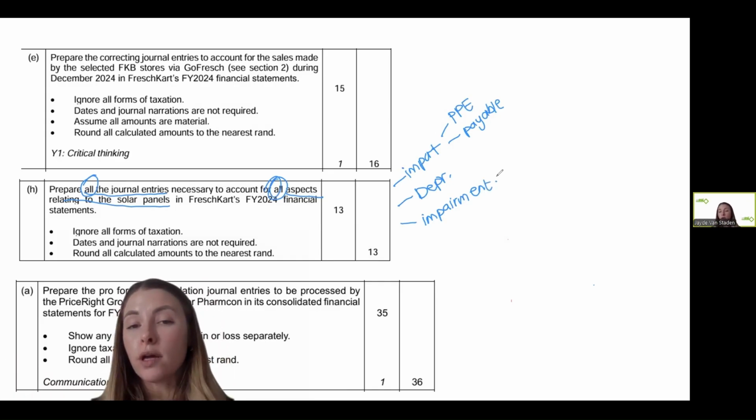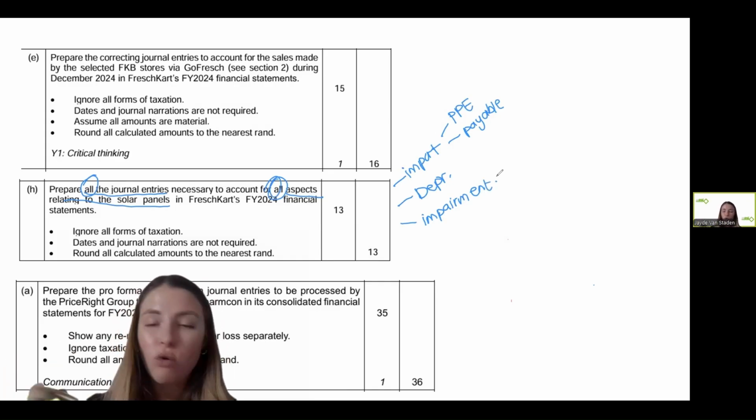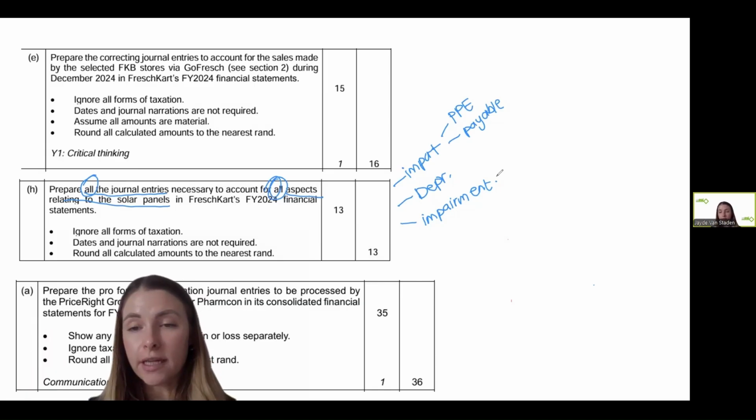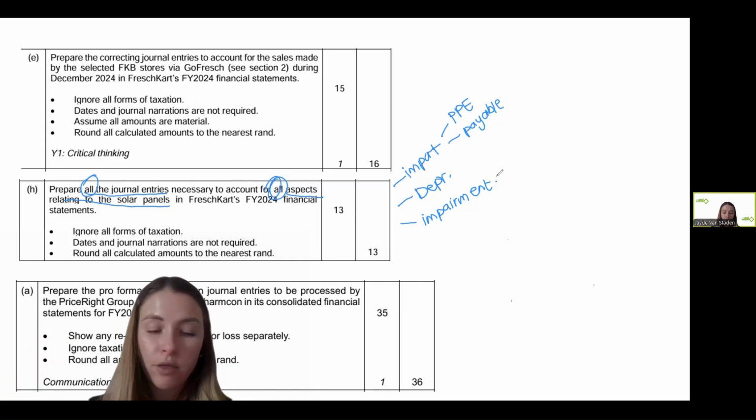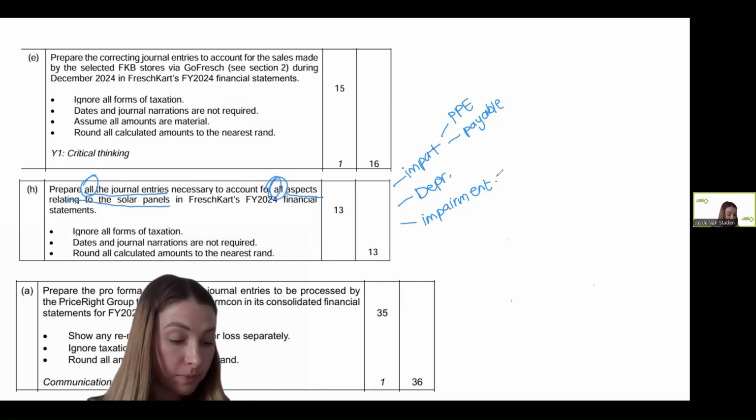Okay, so remember, if it's asking you for all aspects of a certain thing, think about all the things that affect that one thing, because otherwise you're going to lose out on easy marks.